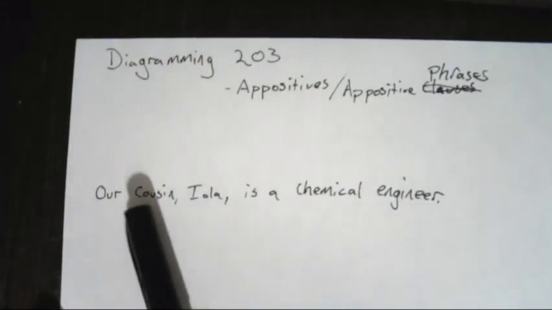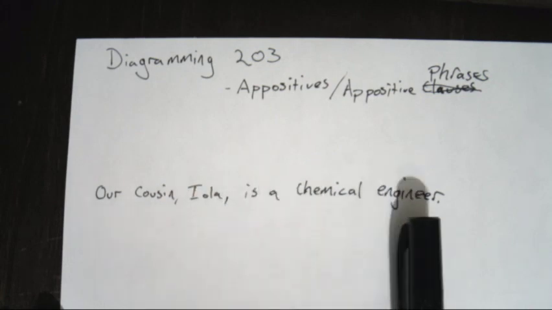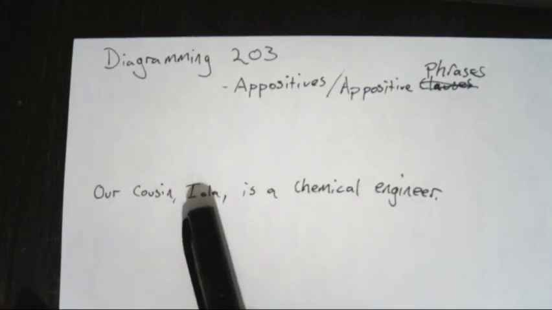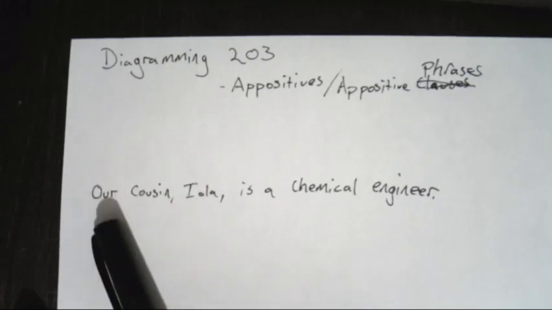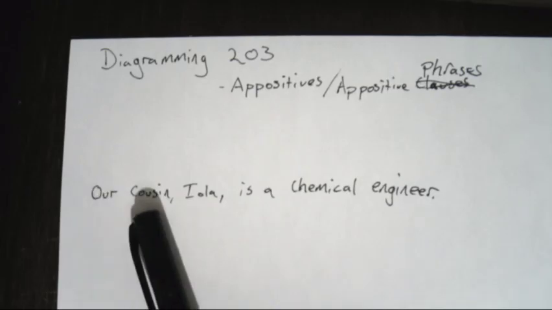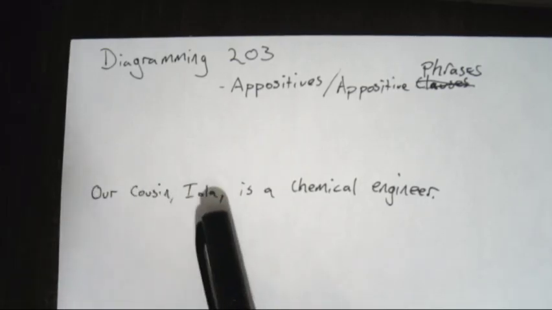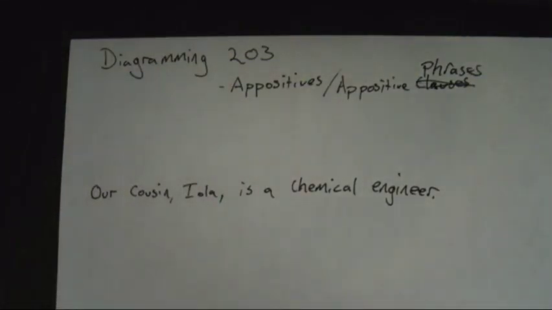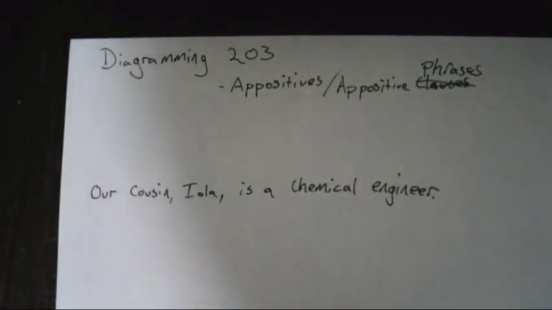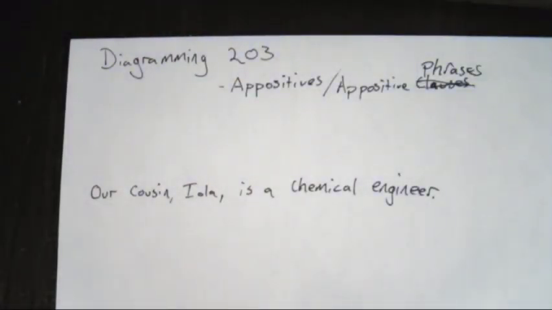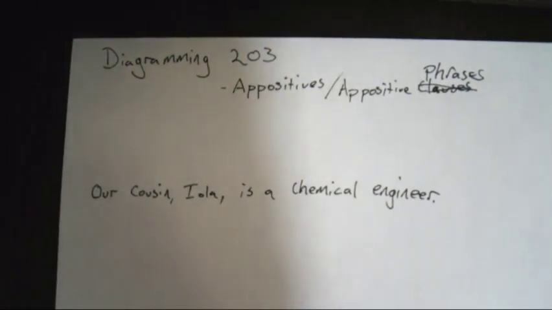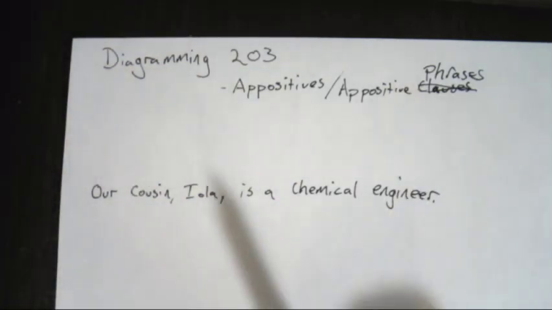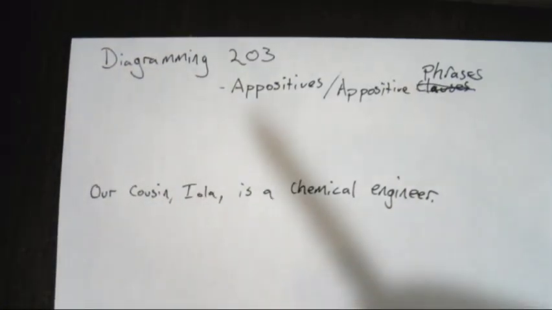So if I said, our cousin, Iola, is a chemical engineer. Iola is simply clarifying our cousin. You know, which cousin was it? You can have a lot of questions about our cousin, but to clarify, we put in Iola, right? So the way that we diagram that is actually pretty simple. Whatever word is being clarified, in this case cousin, wherever we put that on the diagram, right after it, we put the clarifying word, the appositive, Iola.